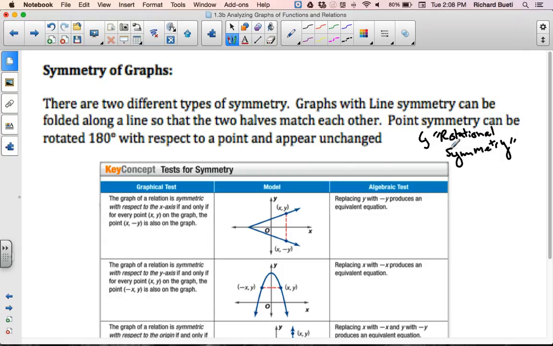For all intents and purposes, the rotational symmetry that we're going to be talking about is symmetry with respect to the origin. So you can take a graph and rotate it 180 degrees about the origin, and what you should get back is a picture of the same graph. So there are ways that we can test for different types of symmetry.